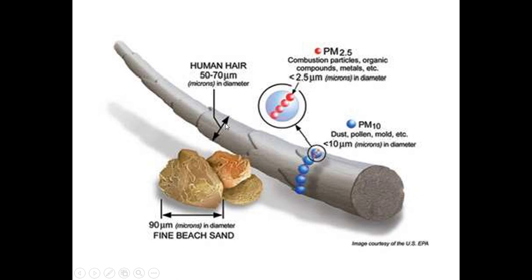The diameter of this could be anywhere between 50 to 70 microns. Okay, now let's look at this. How many PM10 particles have to come together to make up the diameter of the human hair? So here we have 1, 2, 3, 4, 5. So that's 10 of them.